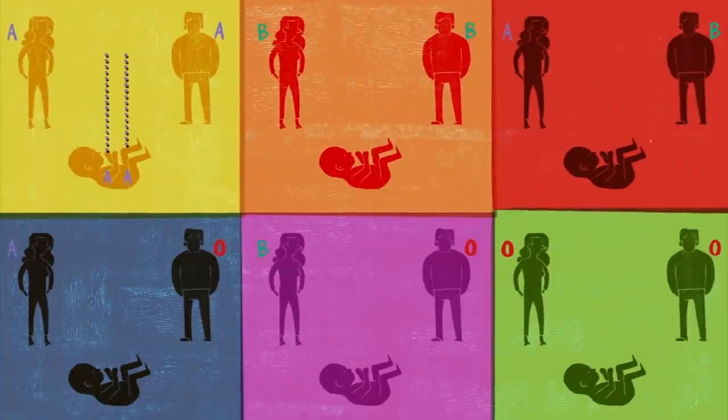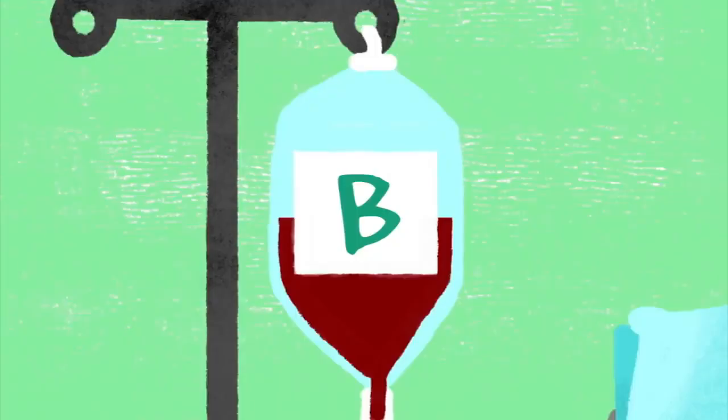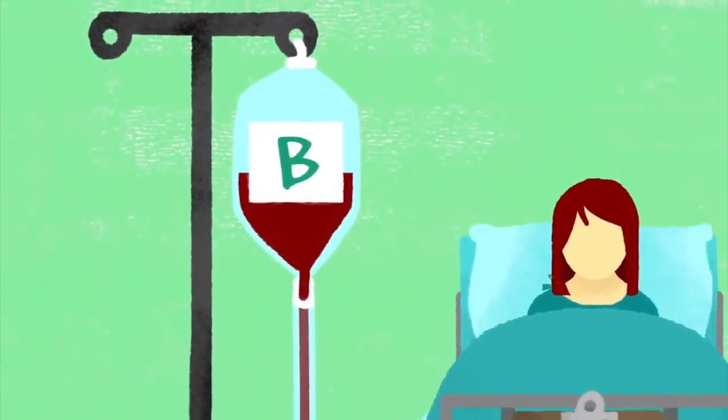Because of these interactions, knowing both parents' blood types lets us predict the relative probability of their children's blood types. Why do blood types matter? For blood transfusions, finding the correct one is a matter of life and death.